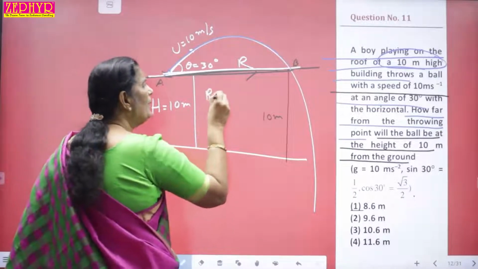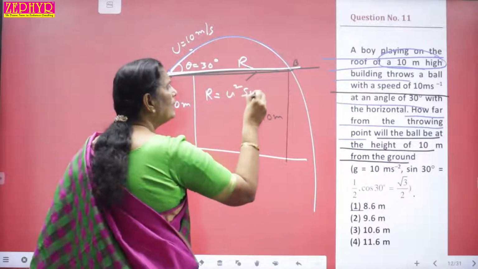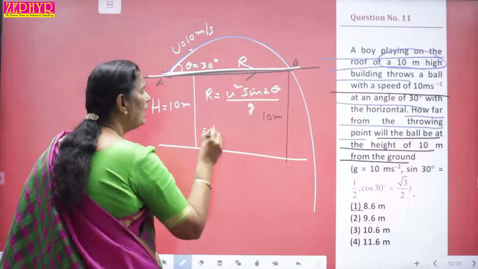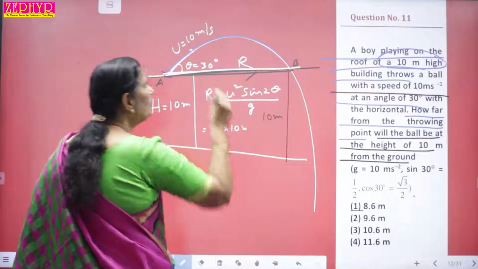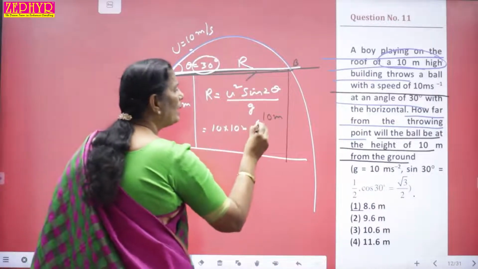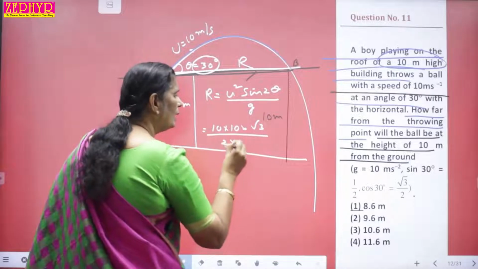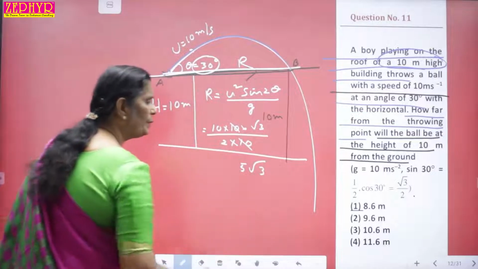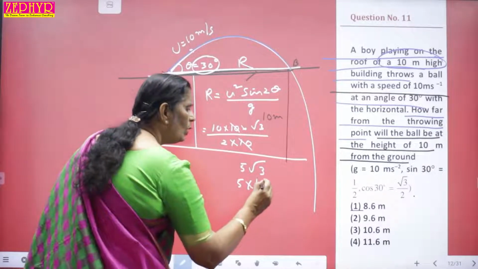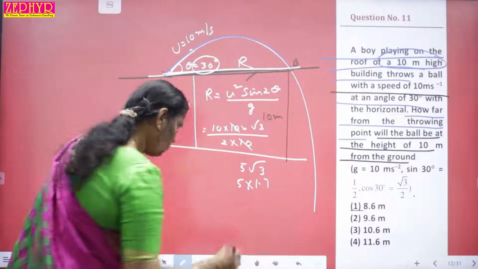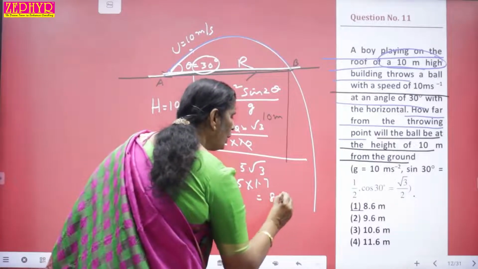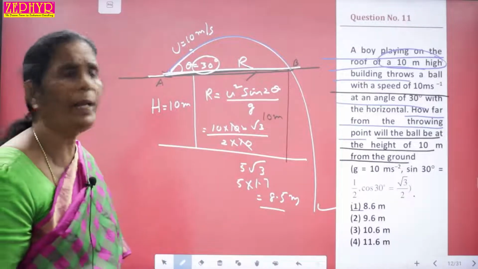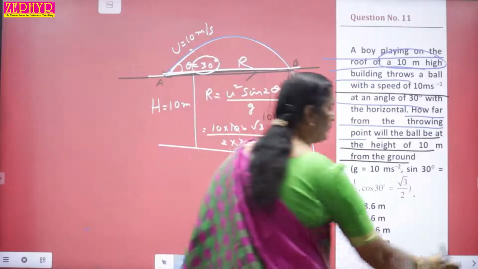What is the formula for range? The formula for range is u square sin 2 theta by g. That is 10 into 10 sin 2 into 60, where sin 120 is root 3 by 2, into 10. The 10 gets cancelled. 5 into root 3, that is 5 into 1.7, so that will be 8.5. So approximately 8.5. So the answer will be the first answer, like that.